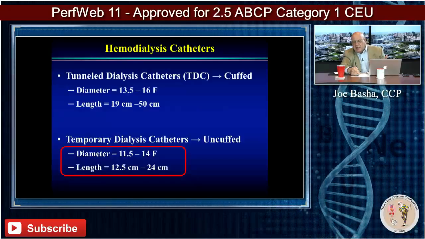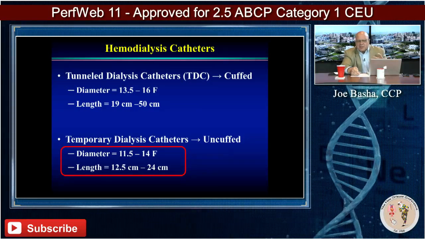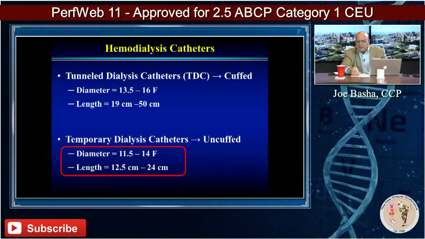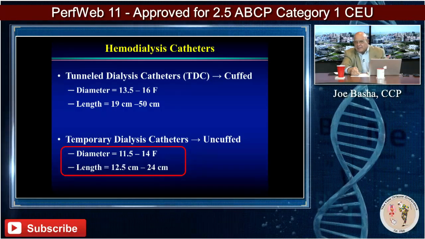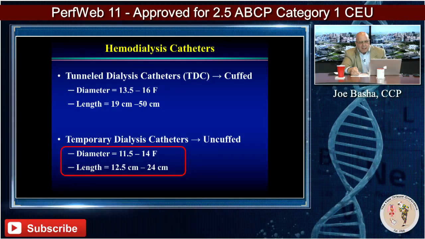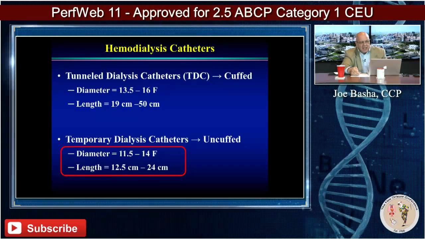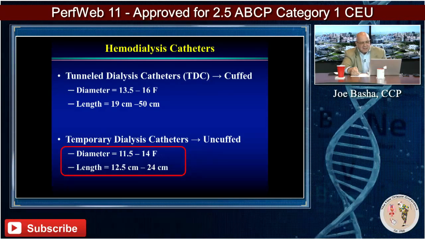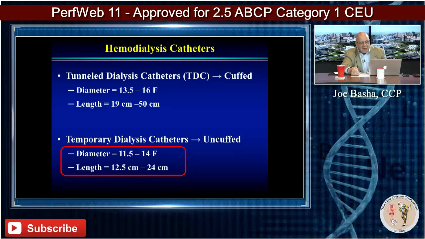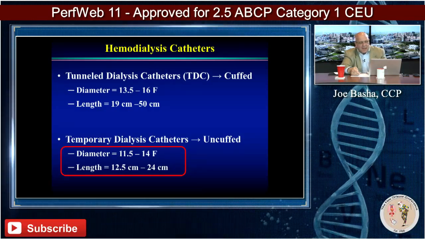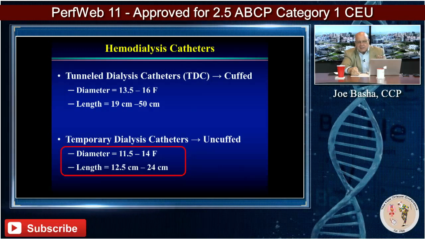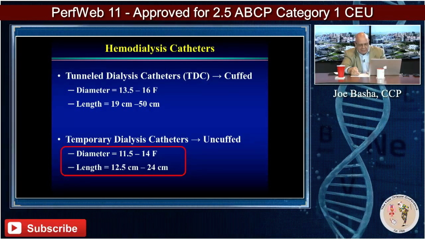So basically, these are the various ones that are out there. I don't want to spend too much time on these, but they come in different lengths and different configurations. Basically, they have their double lumen tube, and they can be anywhere from 13 to 16 French and from 19 centimeters to 50 centimeters. And that's the tunneled one. The temporary is 12.5 to 24 centimeters, 11.5 to 14 French. And bigger is better. I'm just going to tell you right now, bigger is better. All right, fellas?